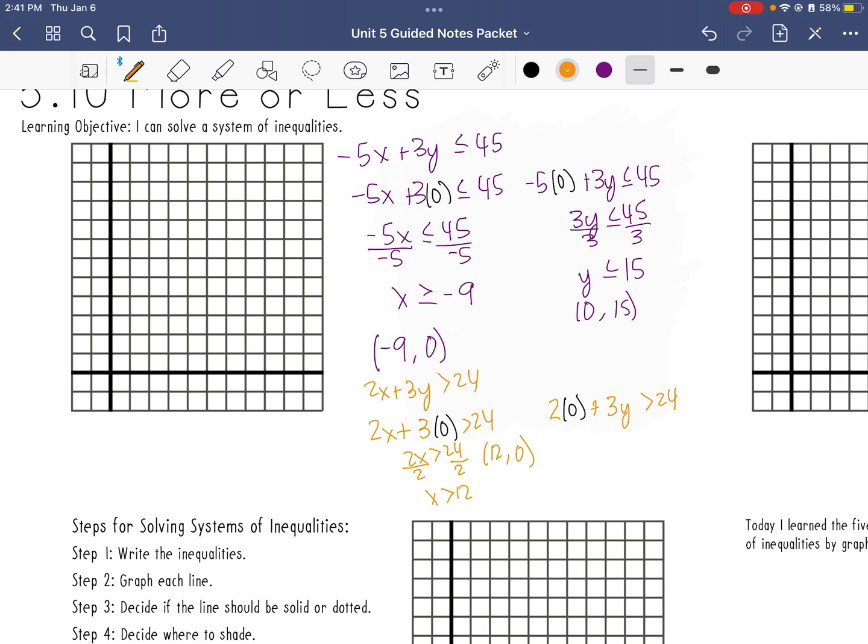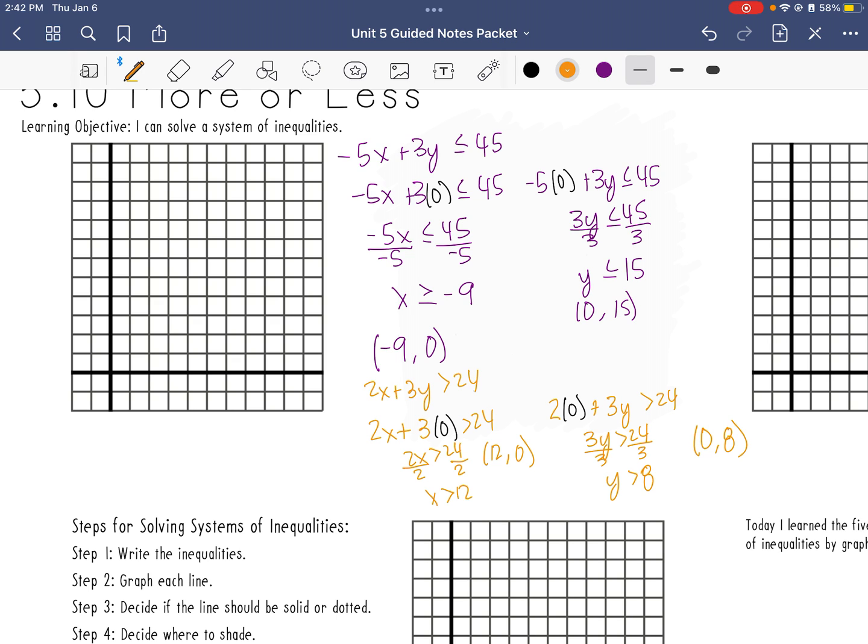This one, that zeroes out, so we're left with 3y is greater than 24. Divide it by 3, and y ends up being greater than 8. Again, that's not a point, so we use (0, 8). Okay? Hopefully that was all review for you. Now, I know that may not have been.